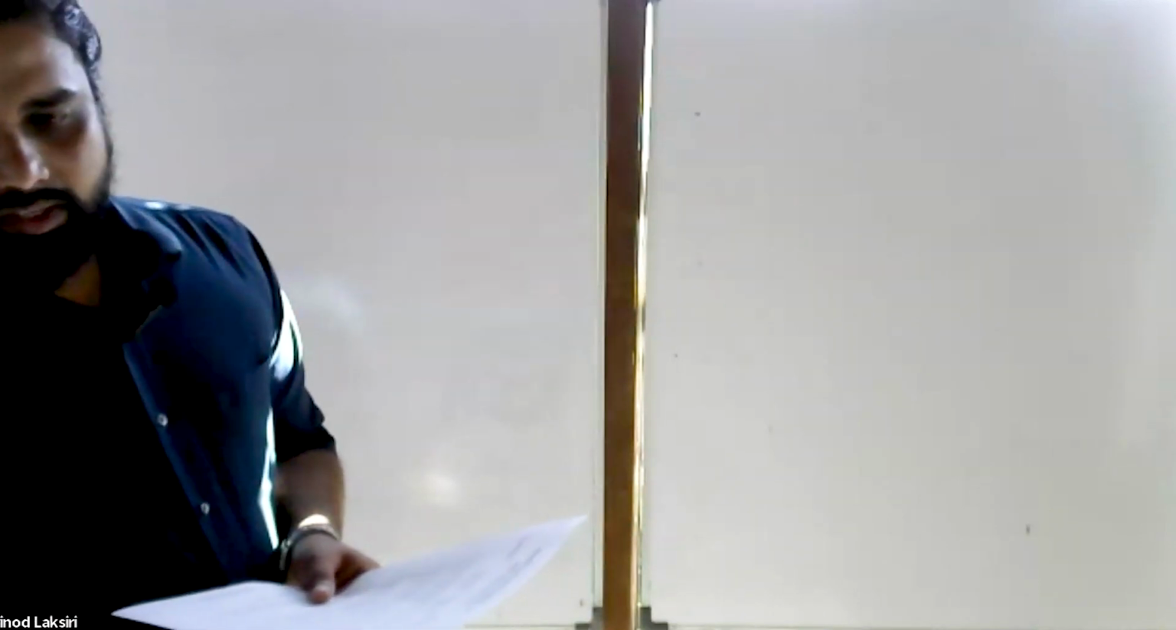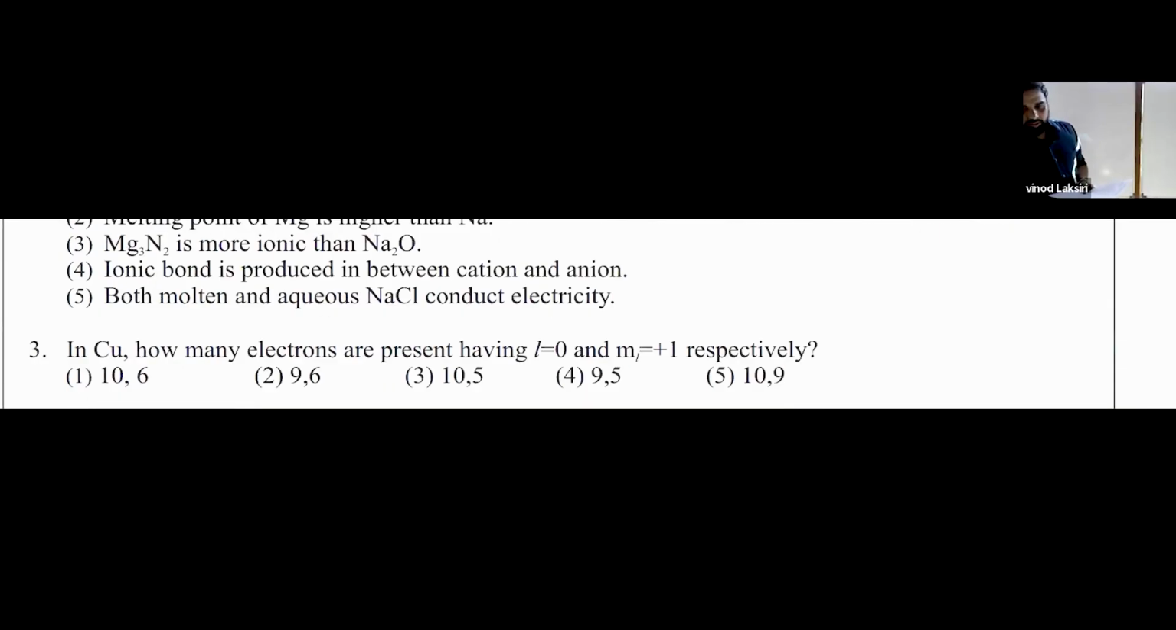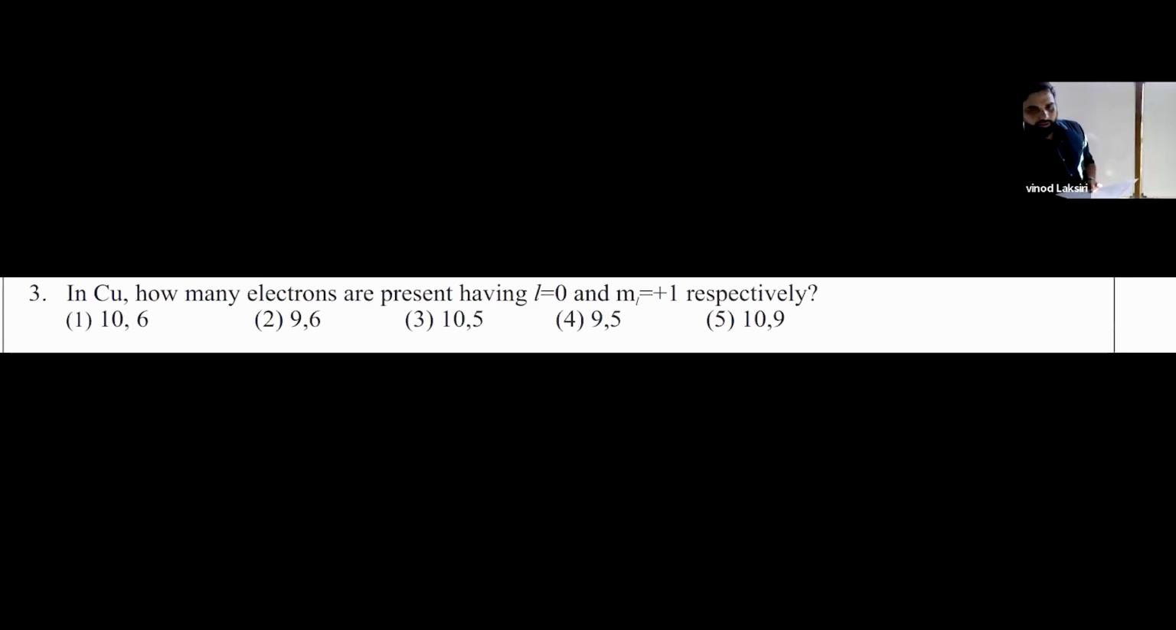Then I will move to the third question. What is the third question? In copper, how many electrons are present having L equals 0 and Ml equal plus 1 respectively? Right. So, what is the meaning of L equals 0?